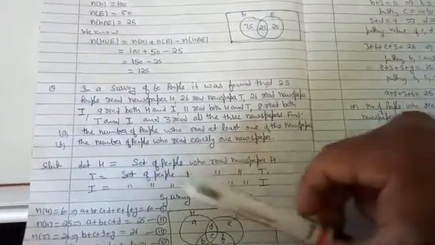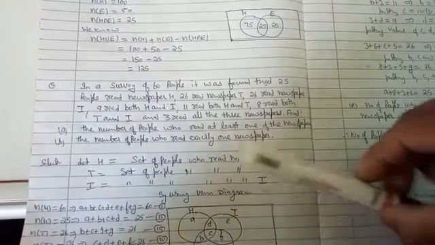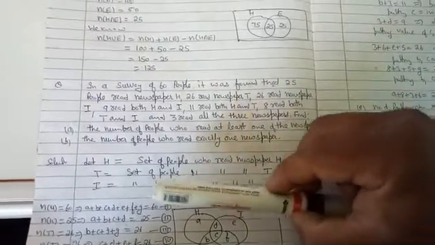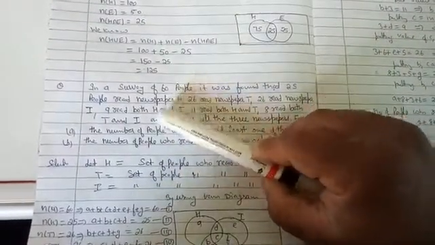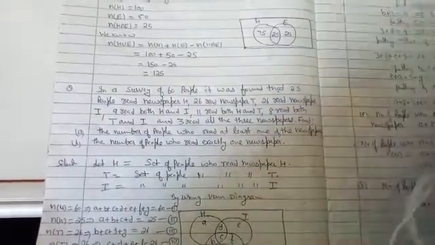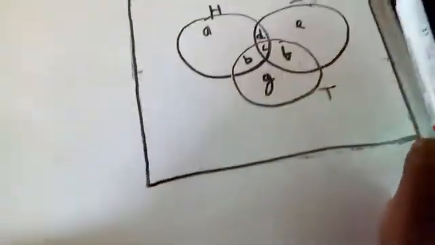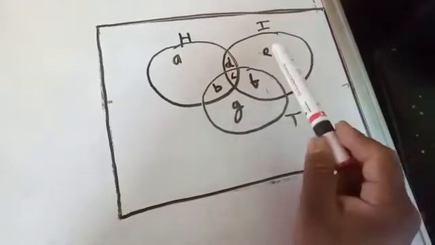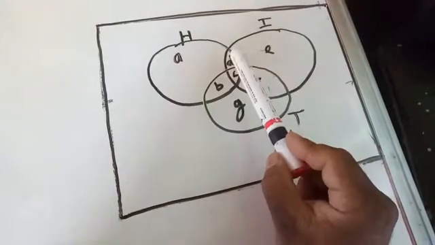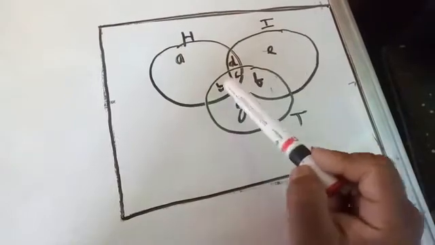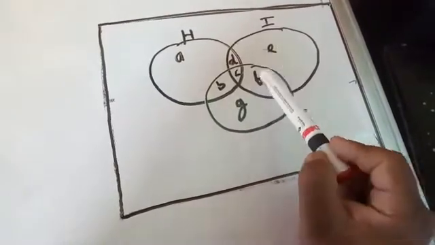First of all, H represents the set of people who read newspaper H, T means the set of people who read newspaper T, and I means those people who read I. With the help of a diagram, let's first see the notations. The total number of people is 60. If I represent this with a Venn diagram, this is H, this is T, and this is I. These are the people who read a common newspaper. Here we can see this is part A, this is part B, this is C, this is D, this is E, this is F, this is G.